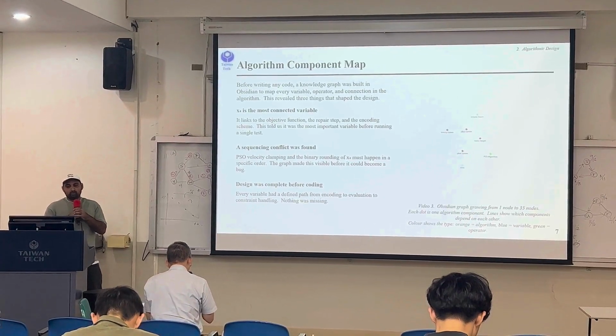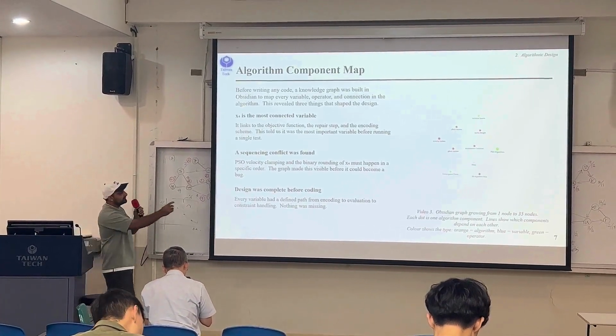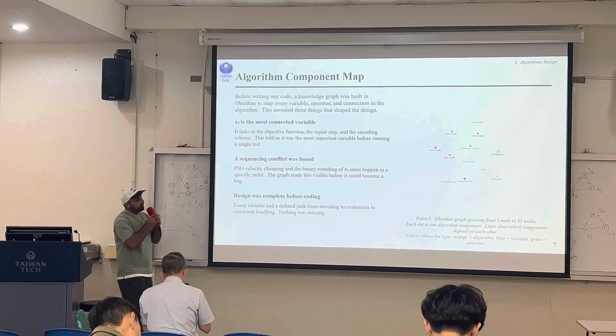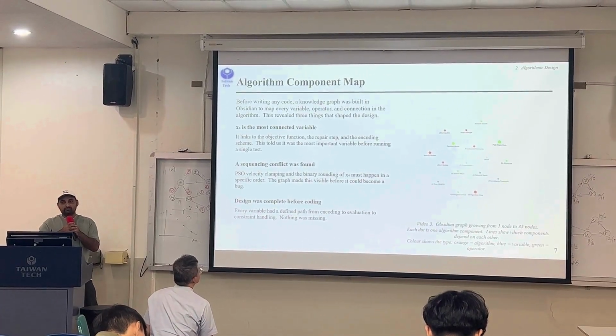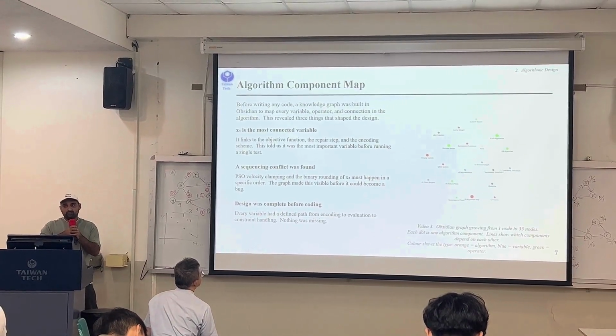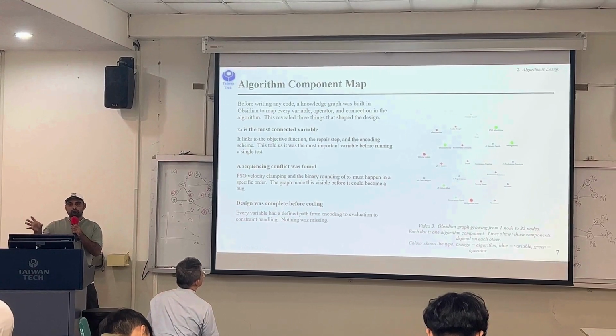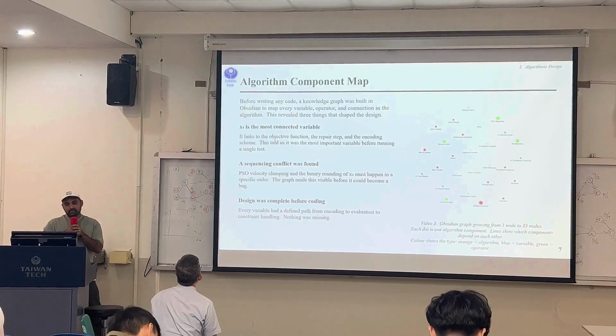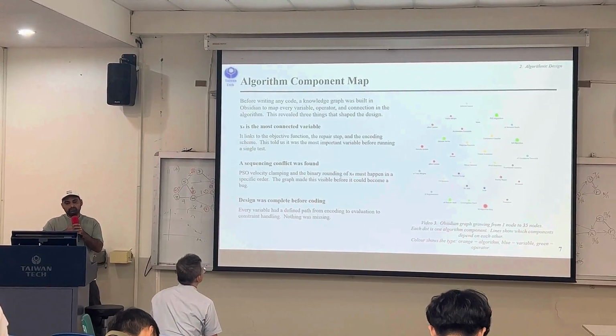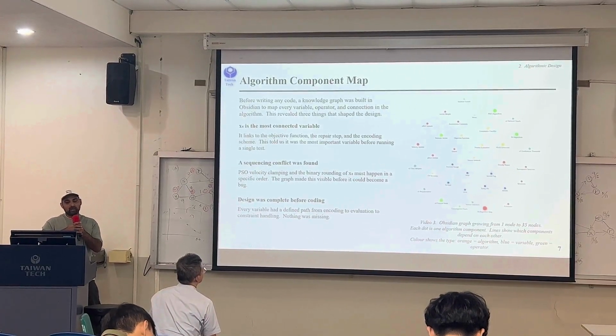This is the component map, as you can see on the right side of your screen. This is how I map the design, but before going forward with the coding, I used this Augustian graph to draw the algorithm component map for it.